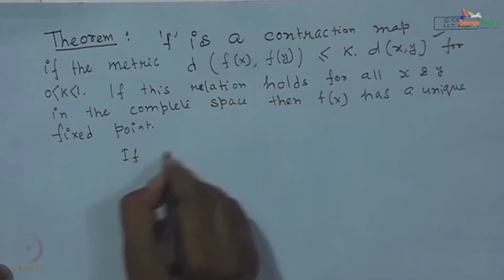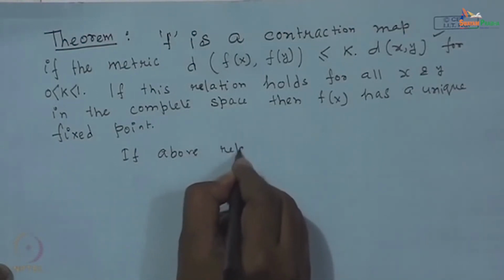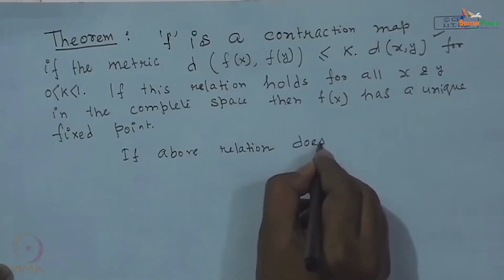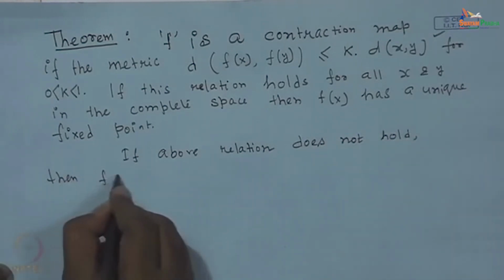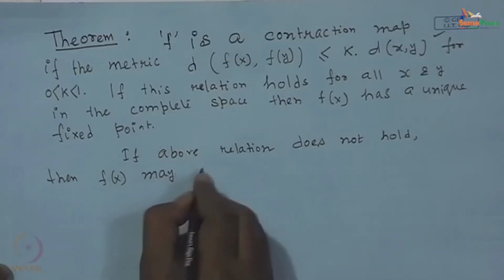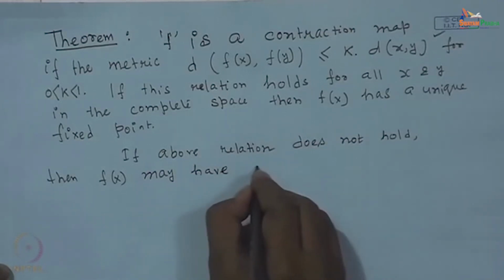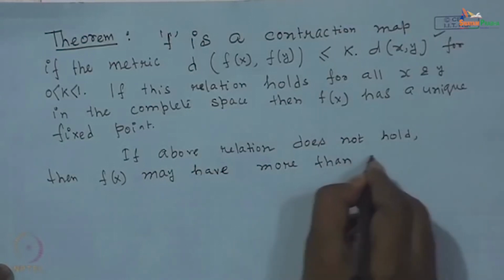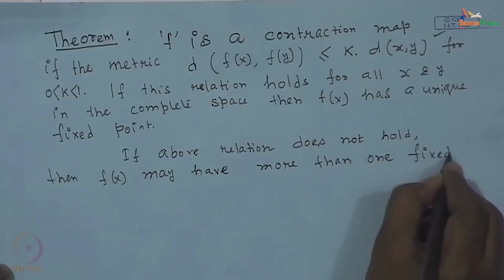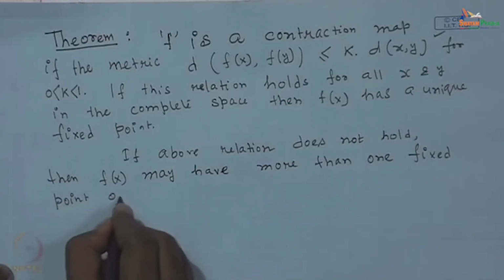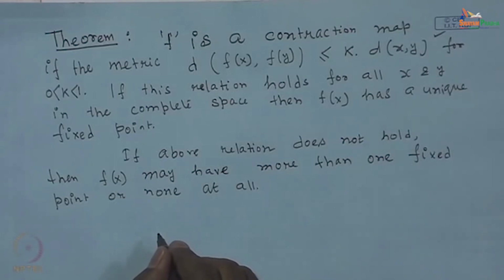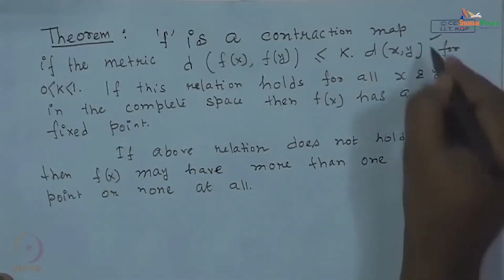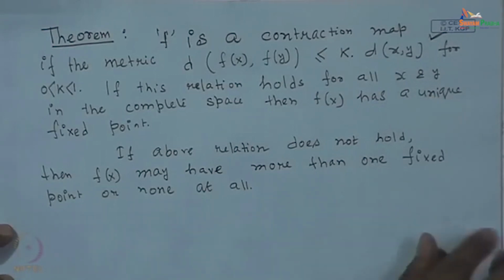Now, what happens if this relation does not hold? If the above relation does not hold, then f x may have more than one fixed point or none at all. So, if this relation does not hold, that does not mean that it will have more than one fixed point, it may not have any fixed point at all, but if this relation holds, it is ensured that you will have a unique fixed point.